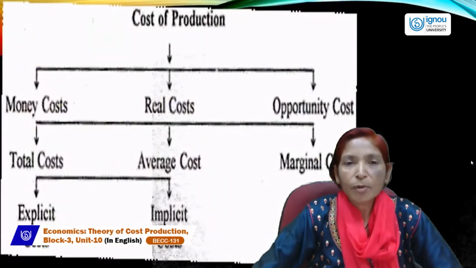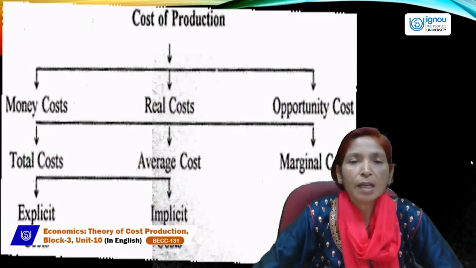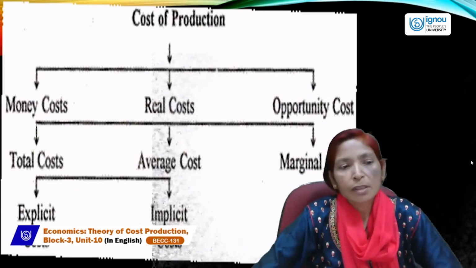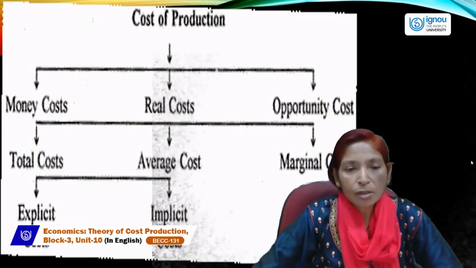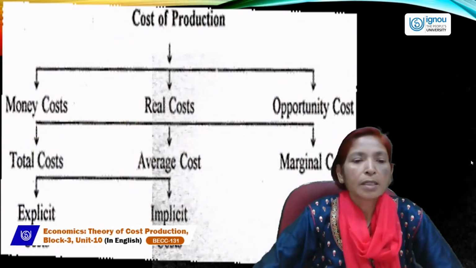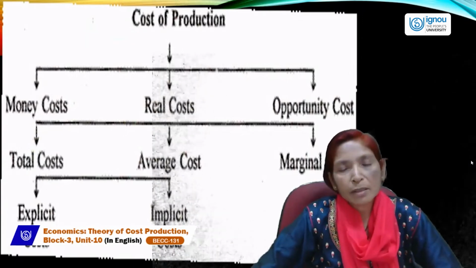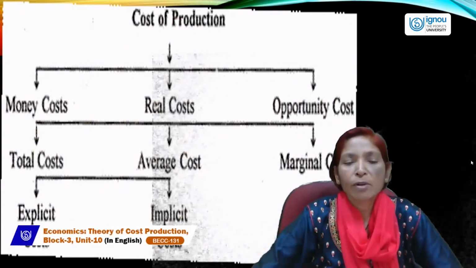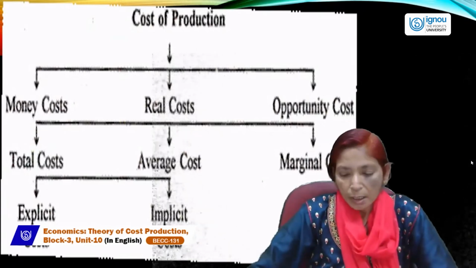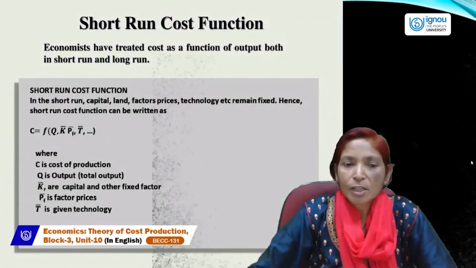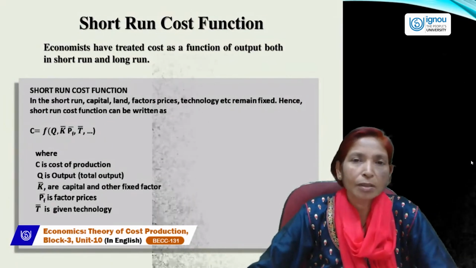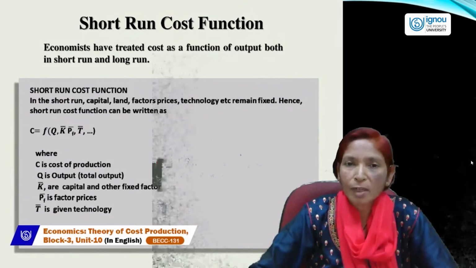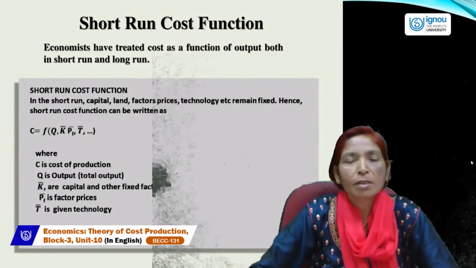Next, cost of production can be divided into different types of cost like money cost, real cost, opportunity cost, total cost, average cost, marginal cost, and explicit cost, implicit cost, social cost, private cost. There are so many types of cost. Now, number one is short run cost function. Basically, we can divide the cost function into two parts. One is short run cost function, another is long run cost function.